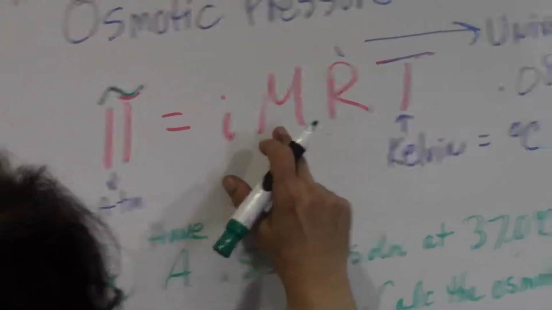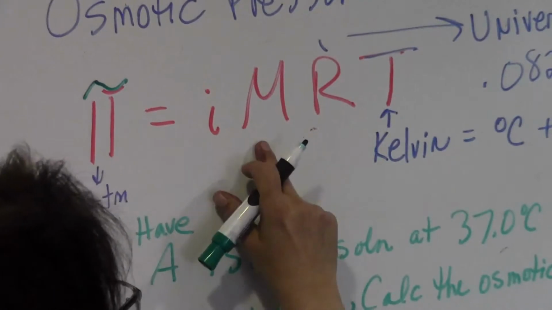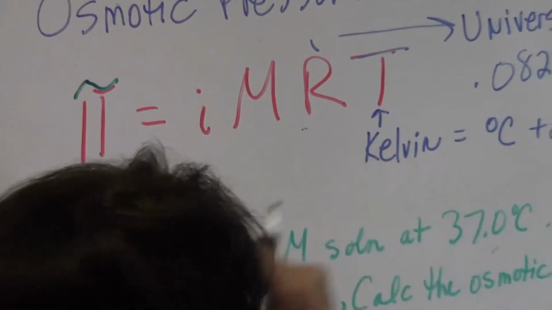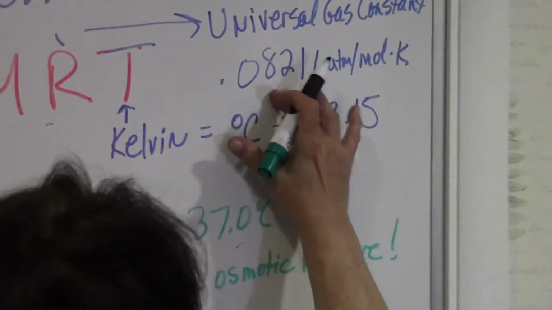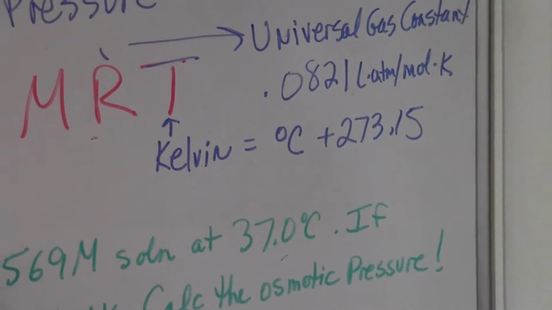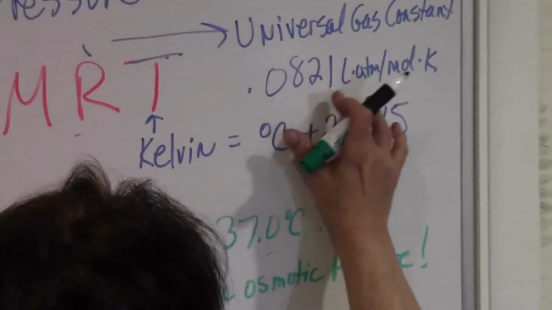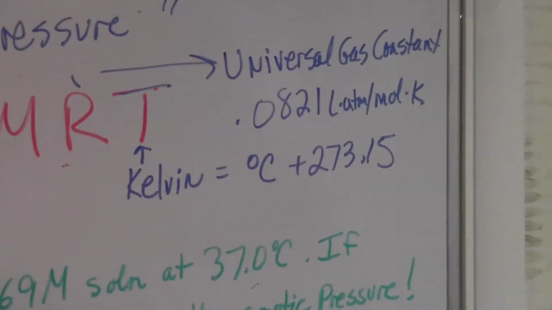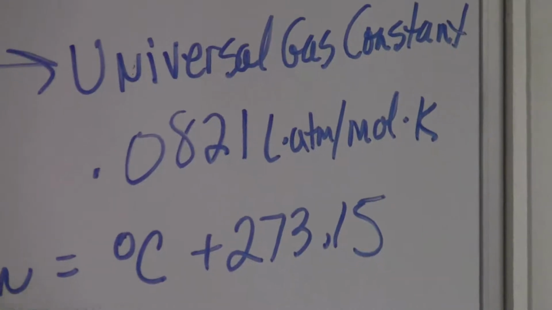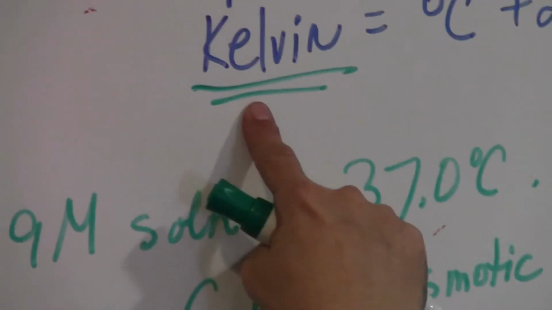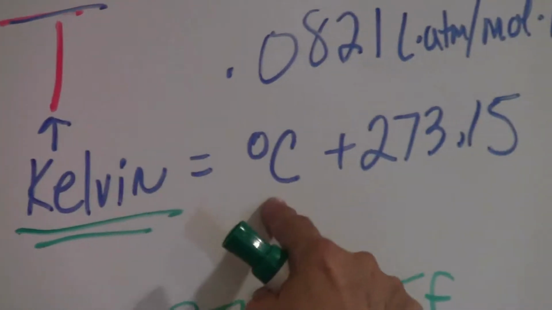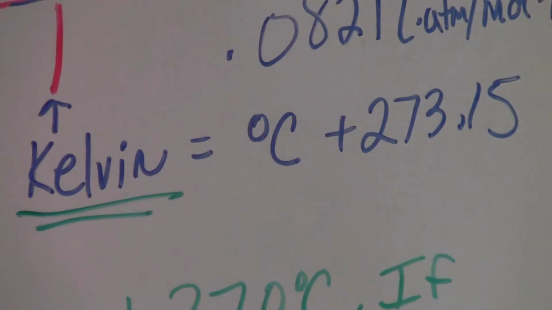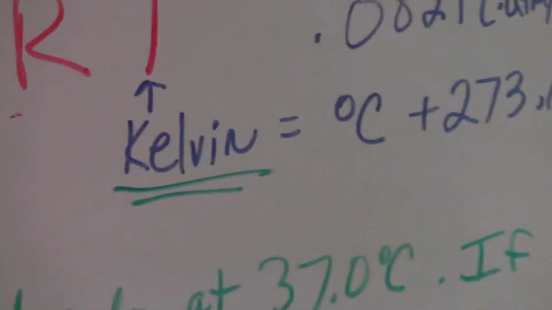The formula is i, molarity, not molality like the other ones, universal gas constant, and temperature in Kelvin. The universal gas constant depends on whether you have Dr. Fainsberg or not, because then you'll have many more numbers. But for our purposes, it's going to be 0.0821 liter atmospheres per mole Kelvin. Kelvin now is also something different. To change from centigrade to Kelvin, take your degrees centigrade, whatever that number is, and add 273.15.